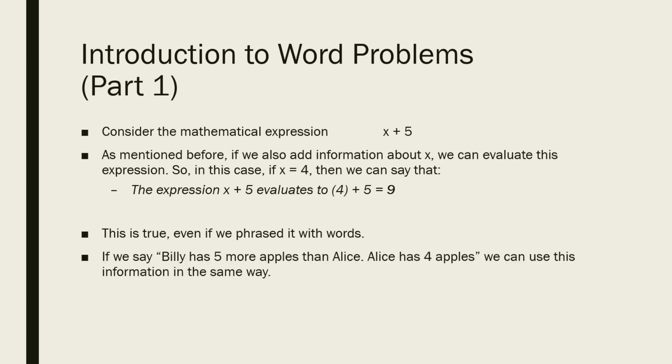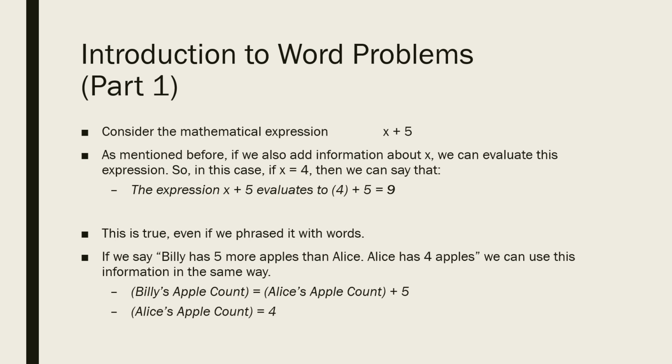So I can say Billy has 5 more apples than Alice. Alice has 4 apples, and we can use this exact information. So in this case, Billy's apple count is Alice's apple count plus 5, which is similar to x plus 5. And Alice's apple count is just 4. So, using some basic logic, we know that Billy has 4 plus 5 apples, which is 9. Same exact problem.